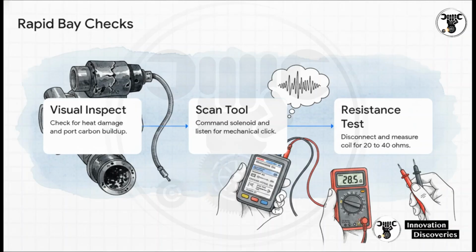Number 2, grab your bidirectional scan tool, command the solenoid on, and literally listen for a distinct mechanical click. If you hear it click, the circuit is probably intact. Number 3, if there is no click, unplug the harness and measure the coil resistance with your multimeter. A healthy coil is typically going to read somewhere between 20 to 40 ohms, depending on the exact spec.